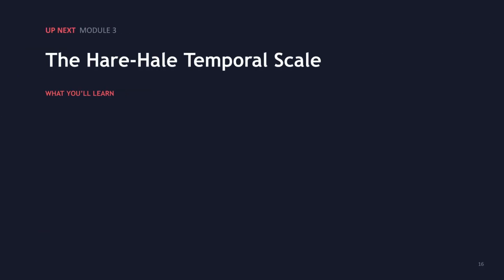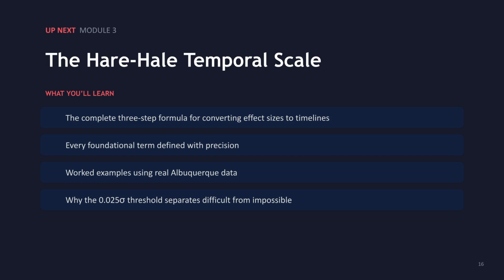In Module 3, we will explore the Hare temporal scale. This includes the 3-step formula for converting effect sizes to timelines, defining foundational terms, and using worked examples with real Albuquerque data. We will also determine why the 0.025 sigma threshold separates difficult from impossible.